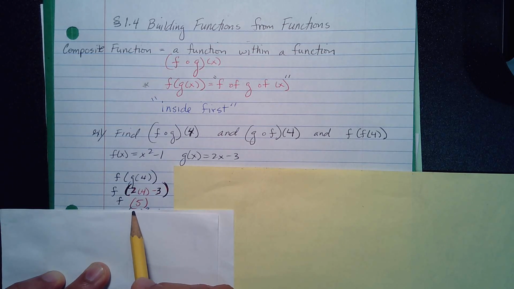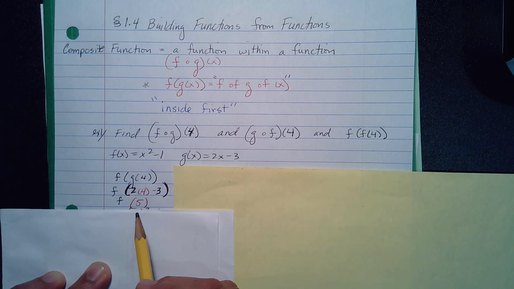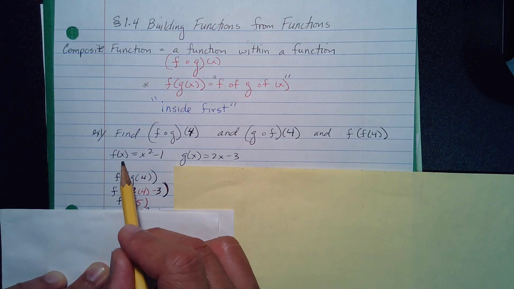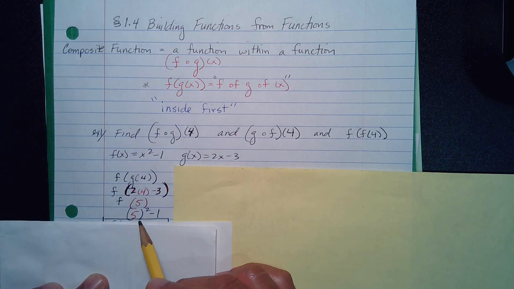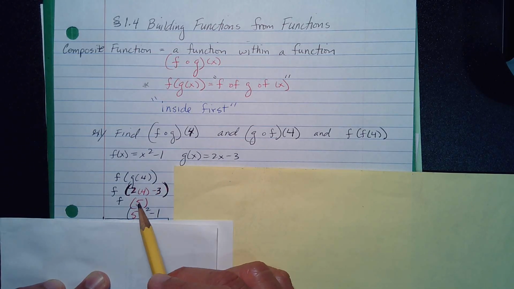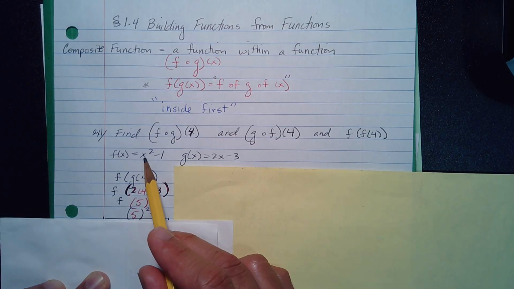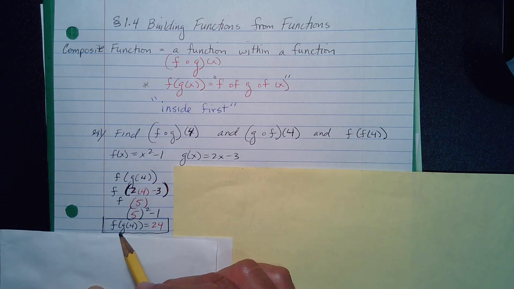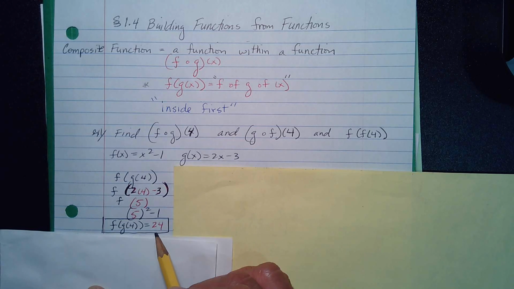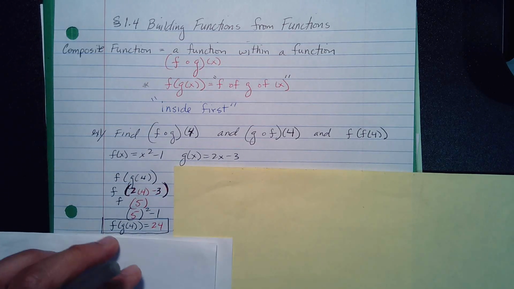So now we deal with the outside function. So f of 5. Now we use the f function. Substitute 5 wherever we see an x in our f function. So this is now 5 squared minus 1. So f of g of 4 equals 24. Again, think inside first.